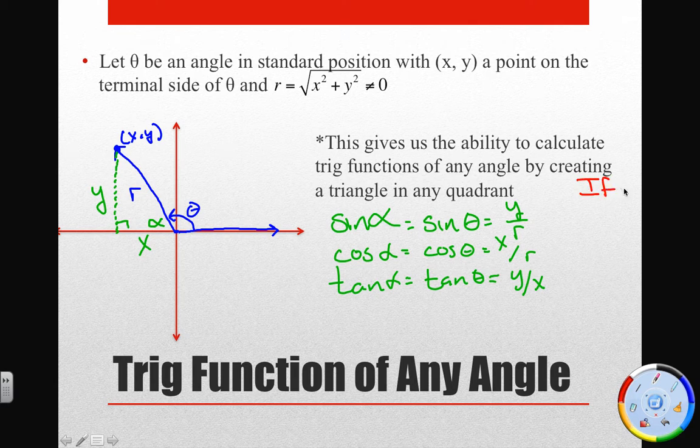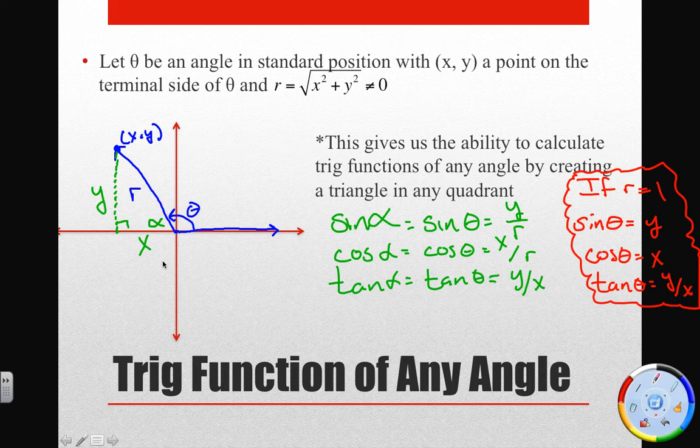So if r equals 1, then we get sine of theta is just whatever the y coordinate is. And cosine of theta is whatever the x coordinate is. And then tangent just stays the same because r has no effect on it. It's y over x. Now we should know that because tangent is sine over cosine, so tangent is y over x. And this comes in very handy for us in a little bit.